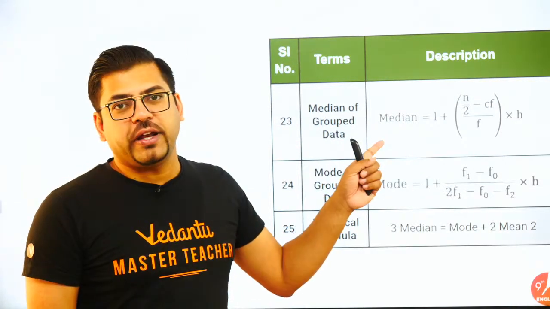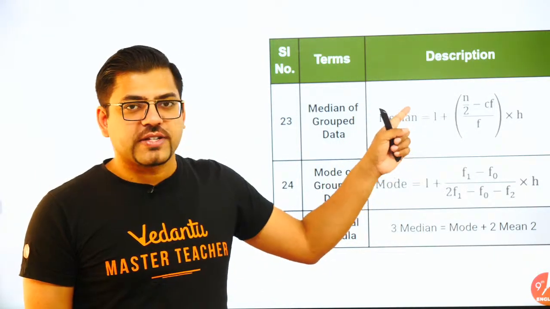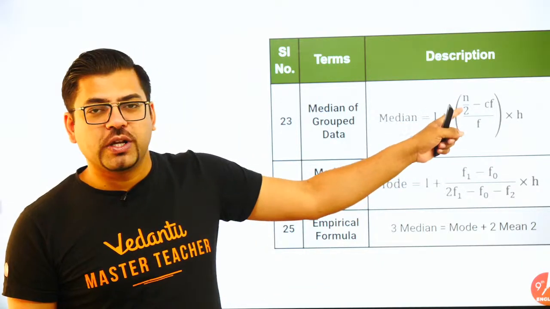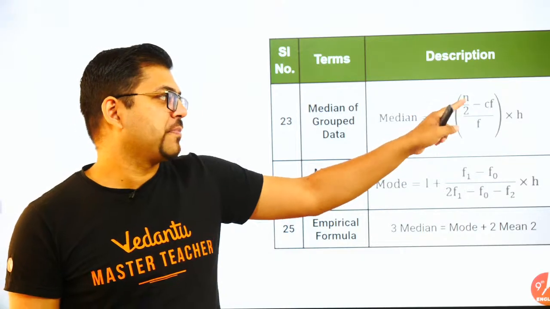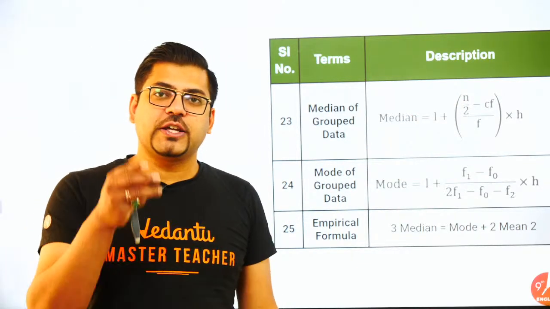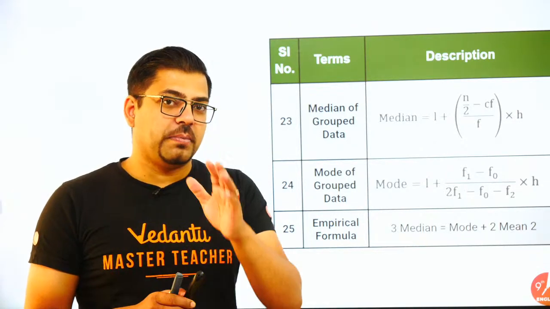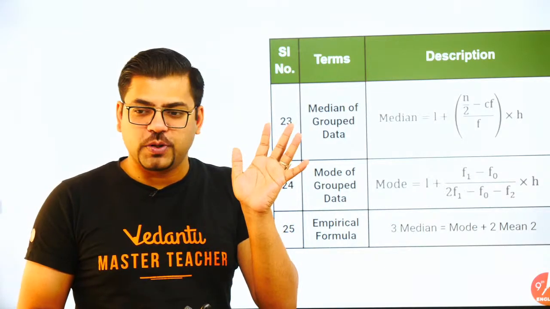Now come to median. In this median, what we have to do? L stands for the lower limit of the median class, plus n by 2, where n is the sum of all frequencies, divided by 2, minus CF. CF is the cumulative frequency of the class preceding the median class. Whatever is the CF of that preceding class, that will be the value. Okay?